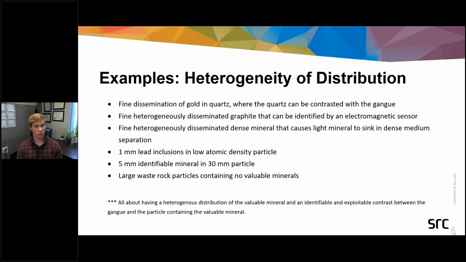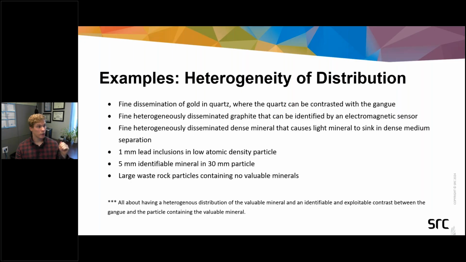You could also have 1 millimeter lead inclusions in a low atomic density particle. So maybe it's mostly all gangue, except you have these super concentrated nuggets of really dense material. Well, you could potentially identify it and separate those out. So you just find the particles containing those inclusions. And a similar idea would be a 5 millimeter identifiable particle. You have a really coarse grain in a gangue particle. All the gangue could be the same, but as long as you can find those coarse grains, you could eject them out.